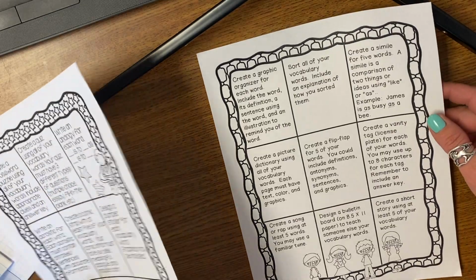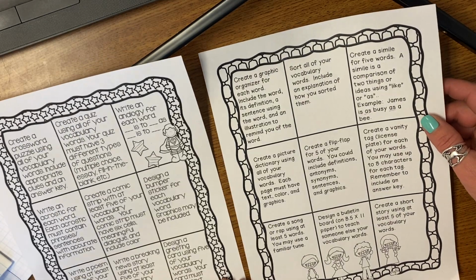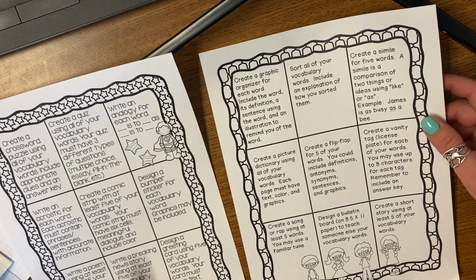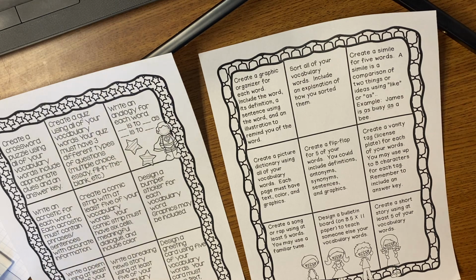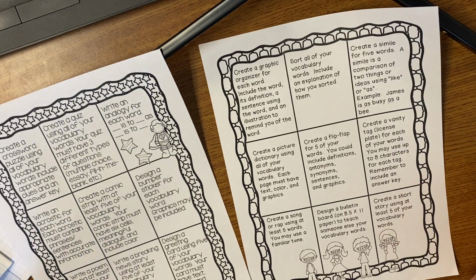So that's your new vocabulary menu. You're going to pick one each day. Okay, this is for the 100% distance learning kids. So you're going to be picking one on Monday, one on Tuesday, and then you have practice book pages for vocabulary on Thursday and Friday. Okay, so that's it.